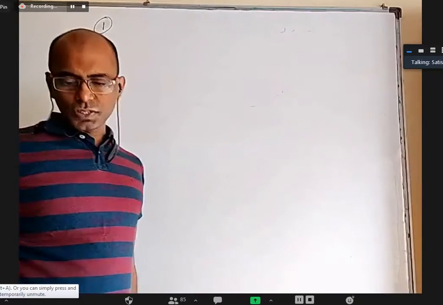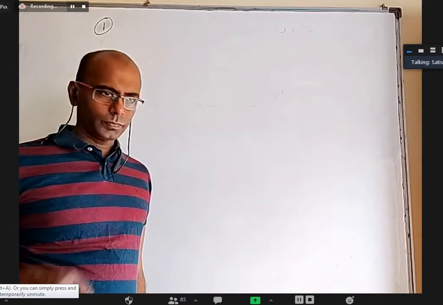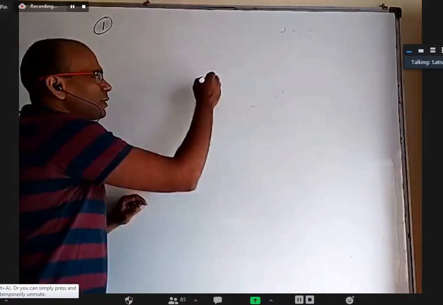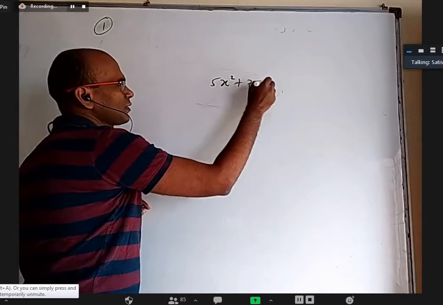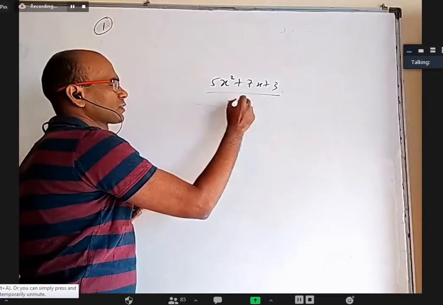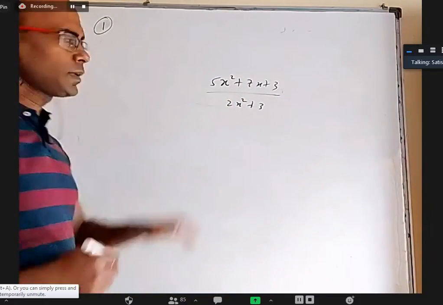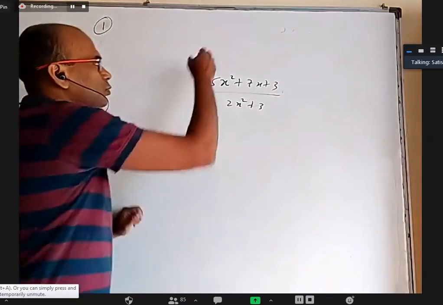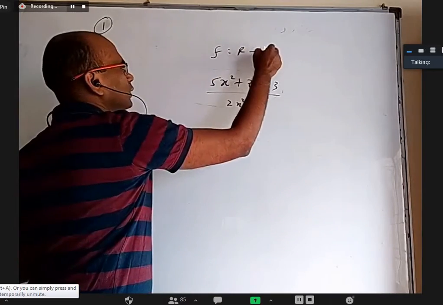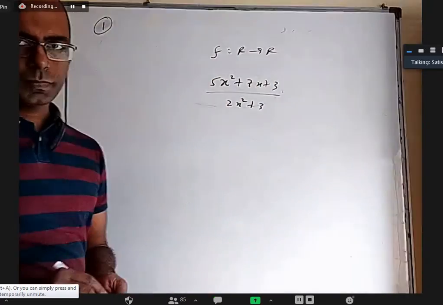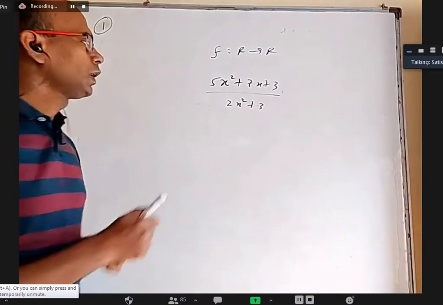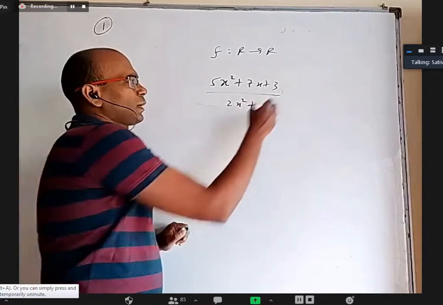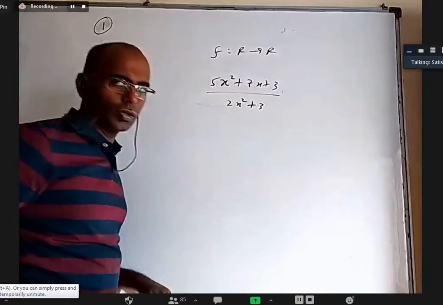Okay, here the range is given. They are asking the m value and n value. Let us look at this. Let us say somebody gives f of x equal to (5x square plus 7x plus 3) by (2x square plus 3), f from R to R. What is the range of this? They are going to ask you what is the range of this. Let us say I have a doubt whether the number 9 will be in the range or not. How should I check it?